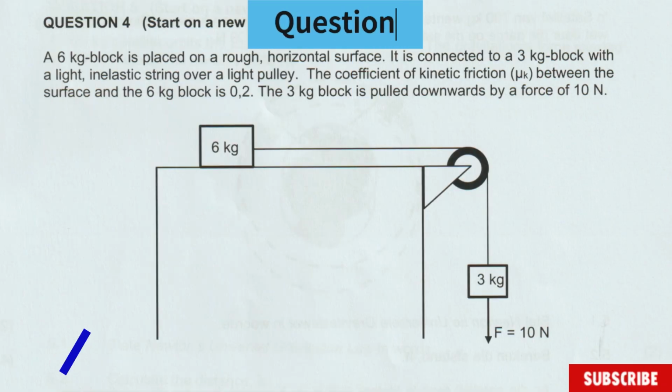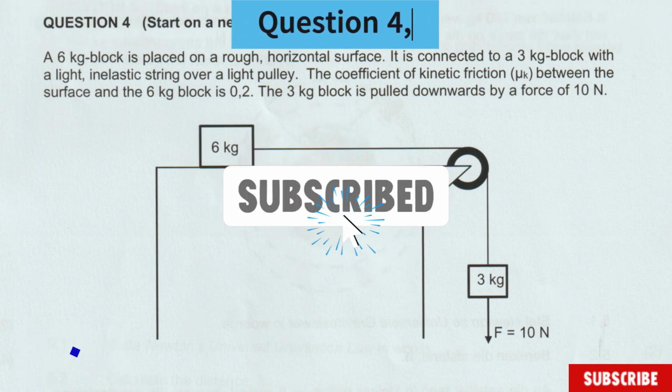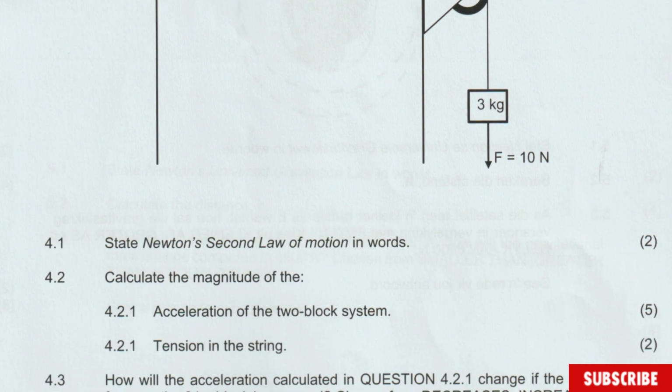It was question 4 from June 2023 done at the Northern Cape and is very much applicable for the grade 12 as well. This question said a 6 kilogram block is placed on a rough horizontal surface. It is connected to a 3 kilogram block with a light inelastic string over a light pulley. The coefficient of kinetic friction between the surface and the 6 kilogram block is 0.2. The 3 kilogram block is pulled downward by a force of 100 Newton, and there you can see the picture.